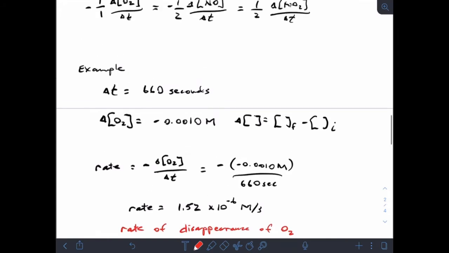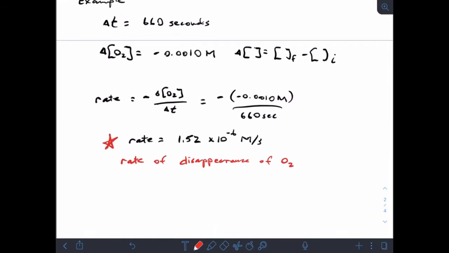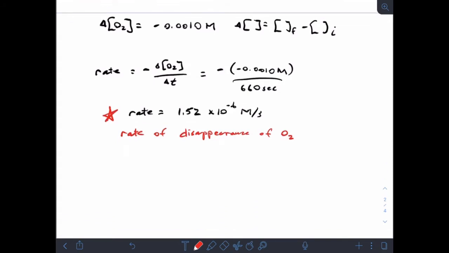Okay, so from our relationship up here, now that I know the rate, I can find the rates for the other things. So if I want to know the average rate of NO disappearance, I now know the rate at which things happen. Okay, so if the rate of O2 disappearance is related to the rate of NO disappearance, which is related to the NO2 disappearance, I can use those to find the other things. Okay, so my rate of NO disappearance is going to look like this. So the rate of the reaction is negative 1/2 delta NO over delta T. Okay, so all I have to do is plug in the values and solve for delta NO over delta T.